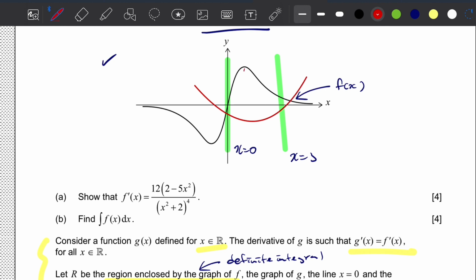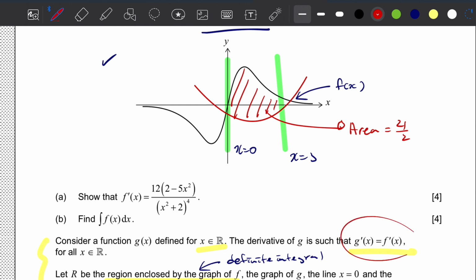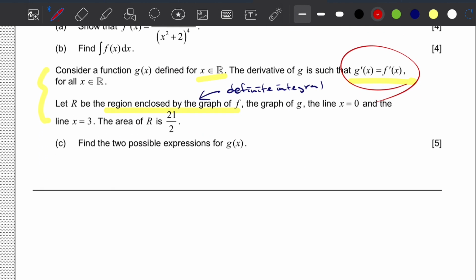Then we can say that this part here is the area enclosed by this information, so the area is equal to 21 over 2, right? And we can see that g prime of x is the same as f prime of x, so this means g of x is the same as f of x, but we're going to put an extra constant there so we can differentiate the notation a little bit. Okay, then question C, we need to find the two possible expressions for g of x.